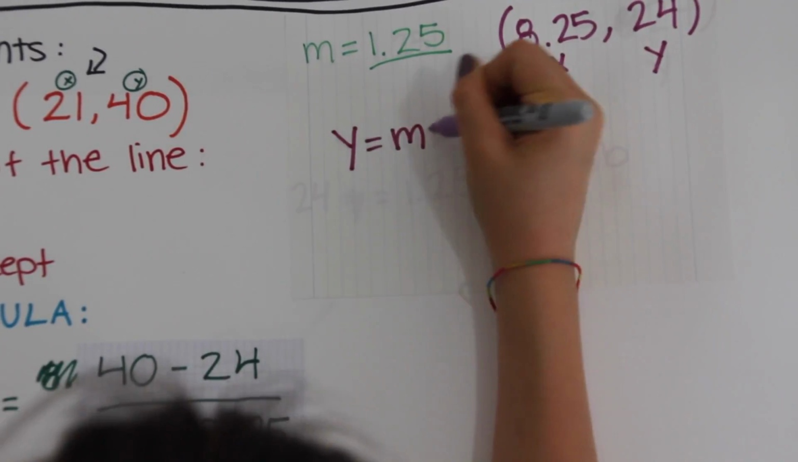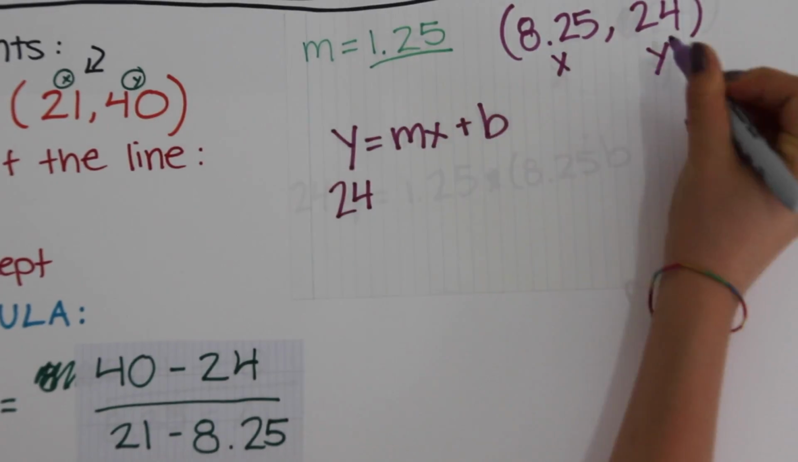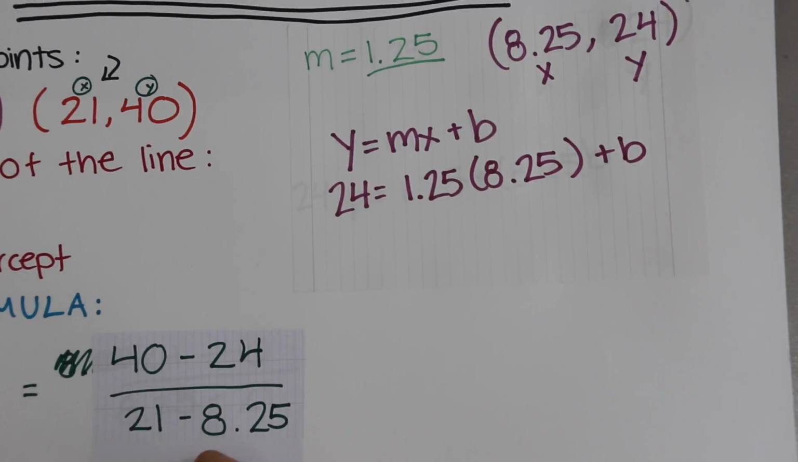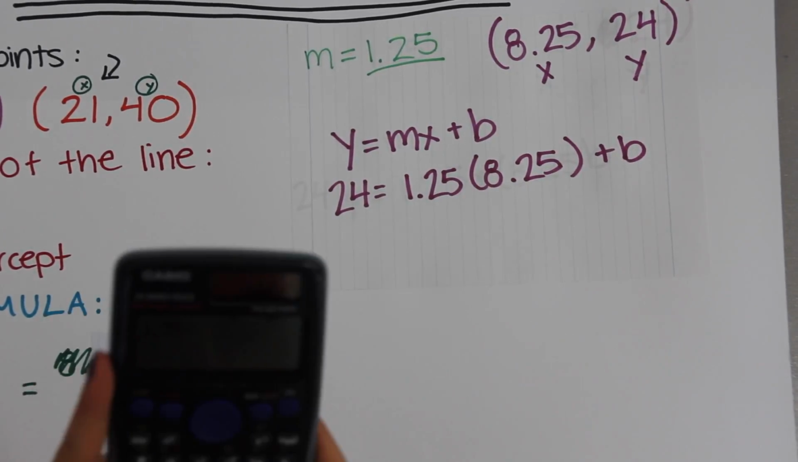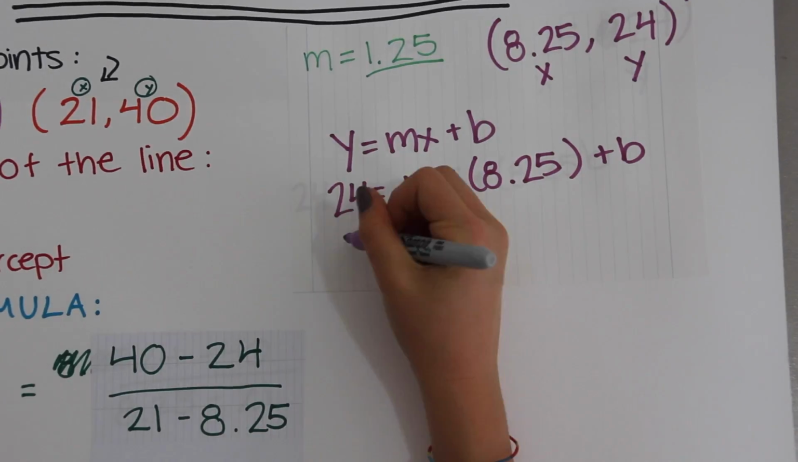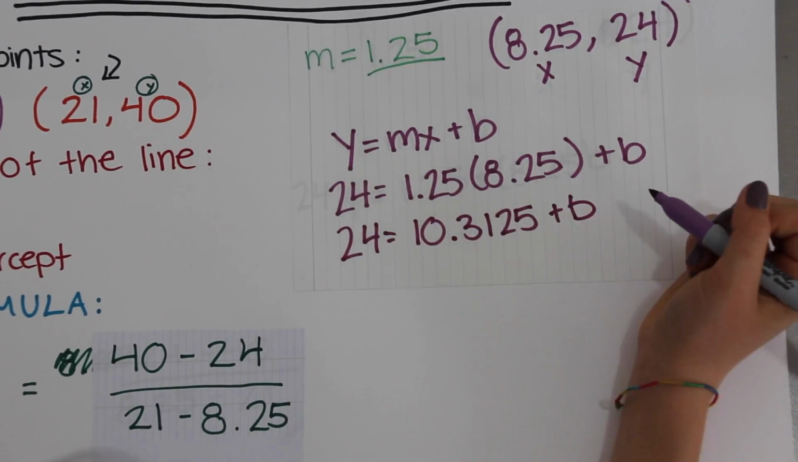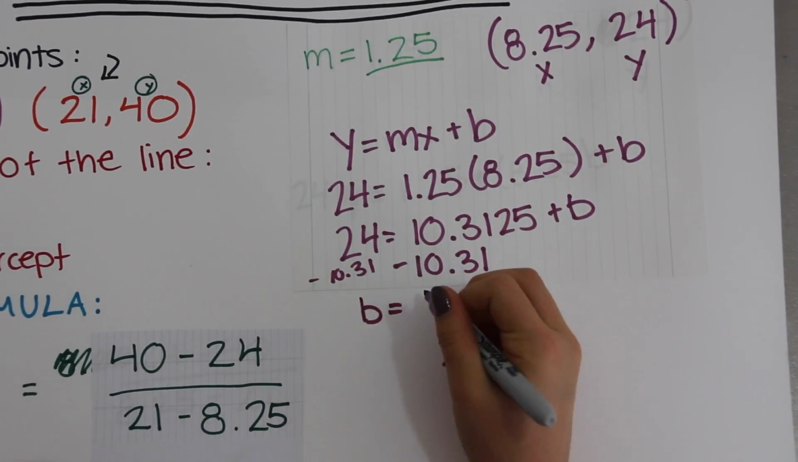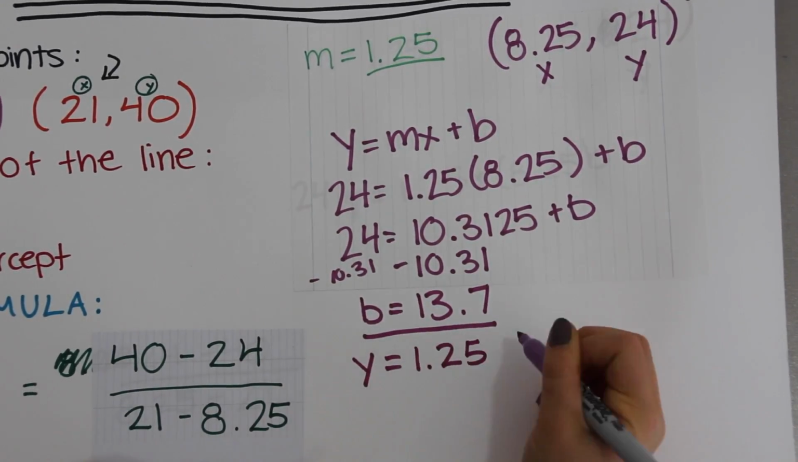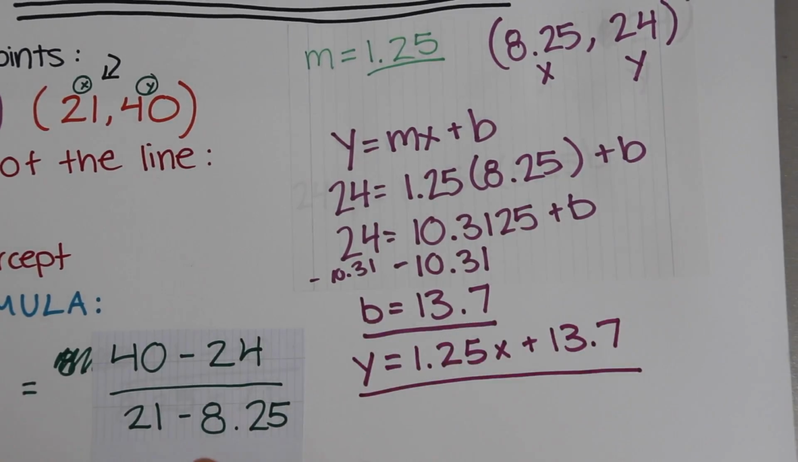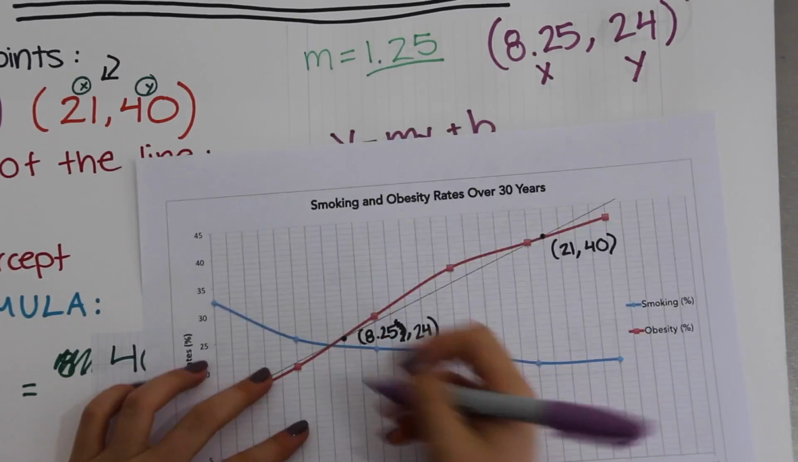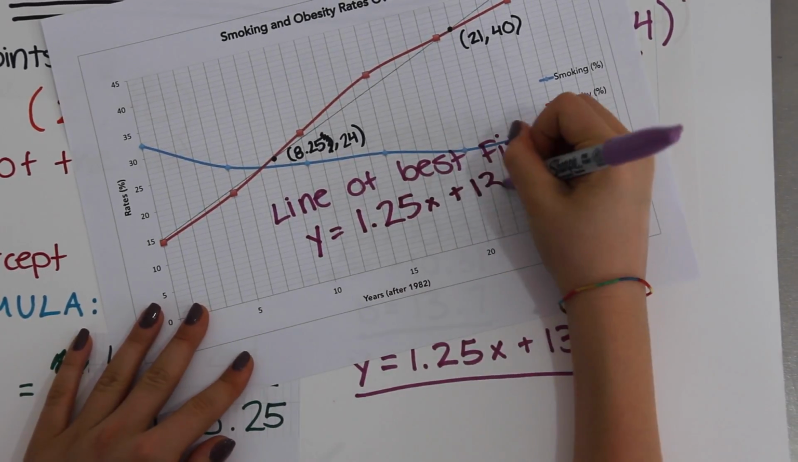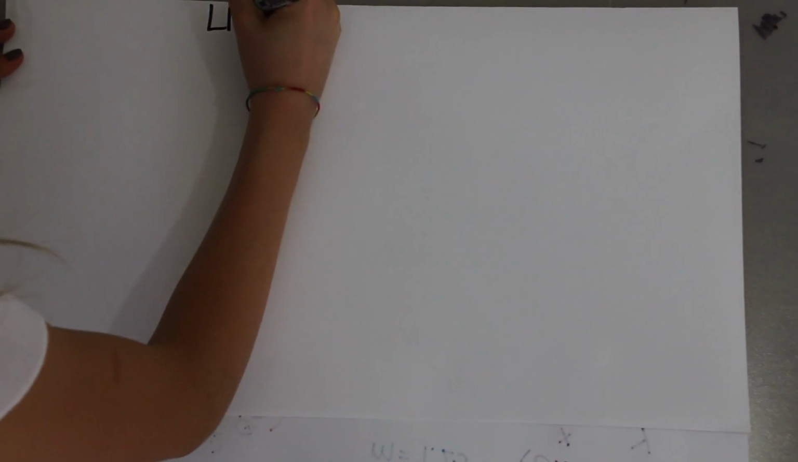We will use one of the points that we chose earlier to help us find the y-intercept. Use the x and y coordinates along with the slope and substitute them into the linear equation y equals mx plus b. Simplify and solve for b. Once you have your b value, put the slope and the b value together into the equation. That will give you the equation of the line of best fit in slope-intercept form, y equals mx plus b.